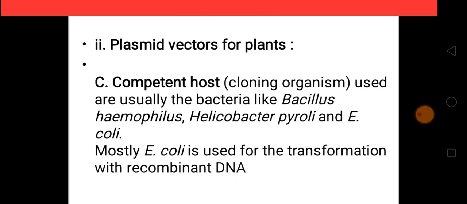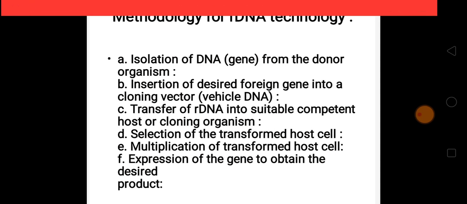So the next biological tool is the component of host, or competent host. It uses Bacillus, Haemophilus, Helicobacter pylori and Escherichia coli. Mostly E. coli is used for the transformation with recombinant DNA. So the next point is the methodology of recombinant DNA technology.